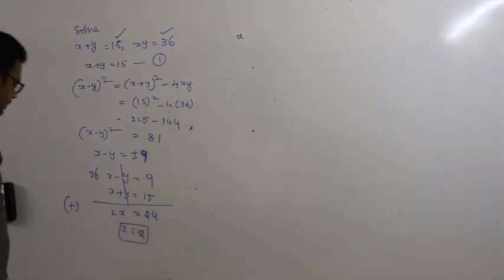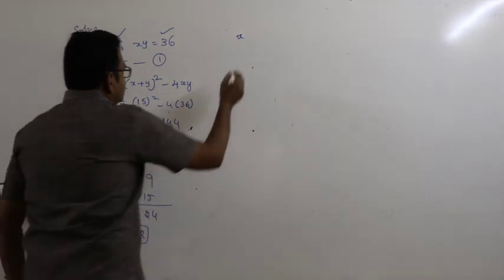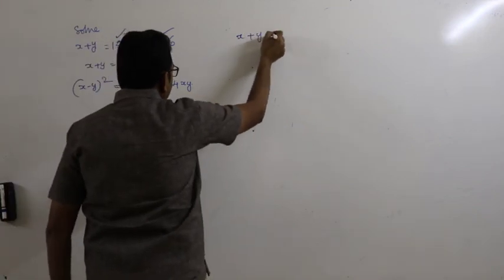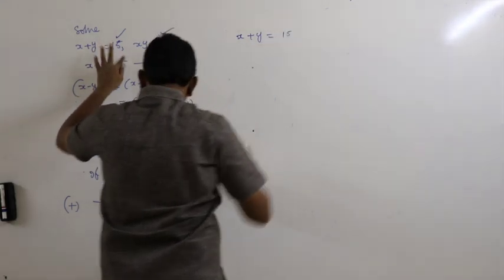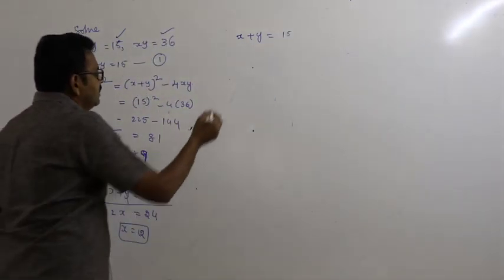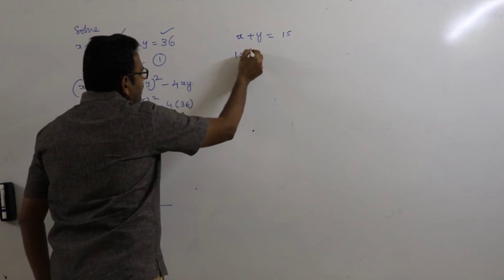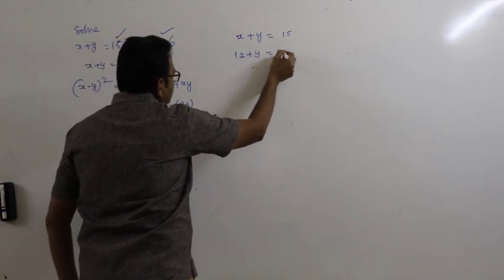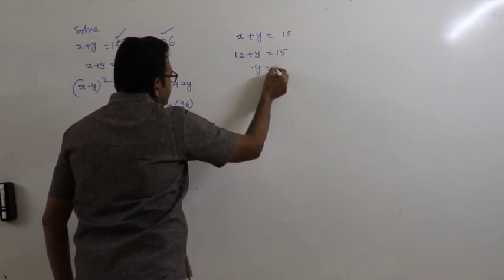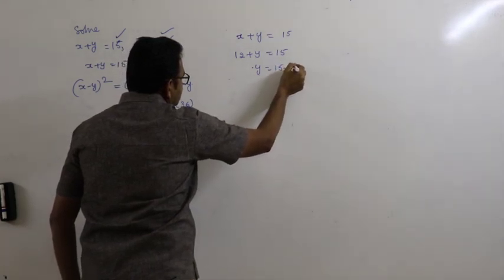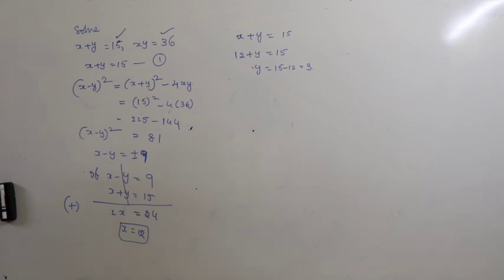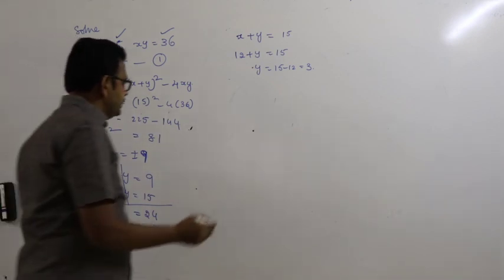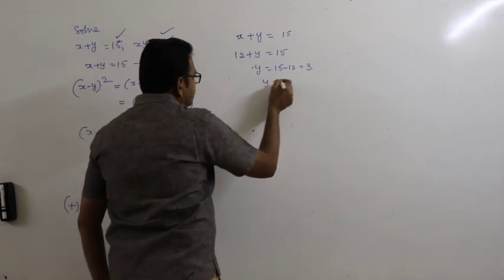x value is 12. And x plus y is equal to 15. Substituting x value 12, 12 plus y is equal to 15. Therefore, y is equal to 15 minus 12, that is 3. So y is equal to 3.